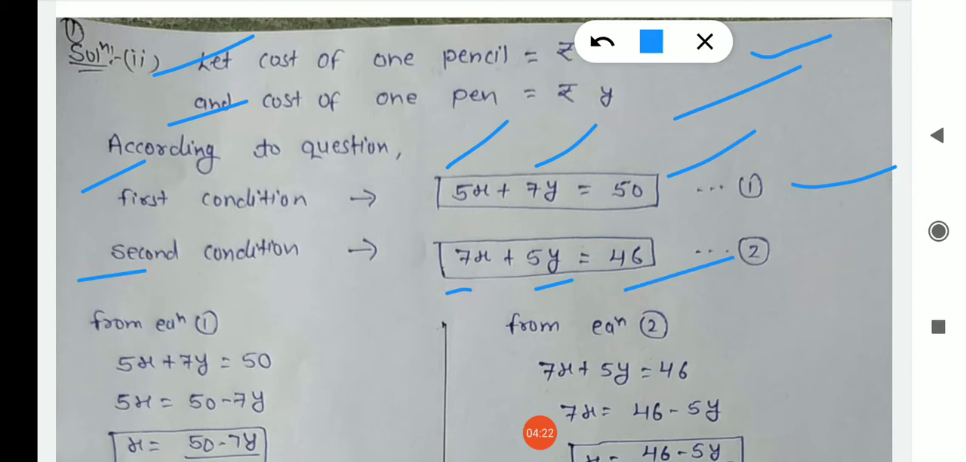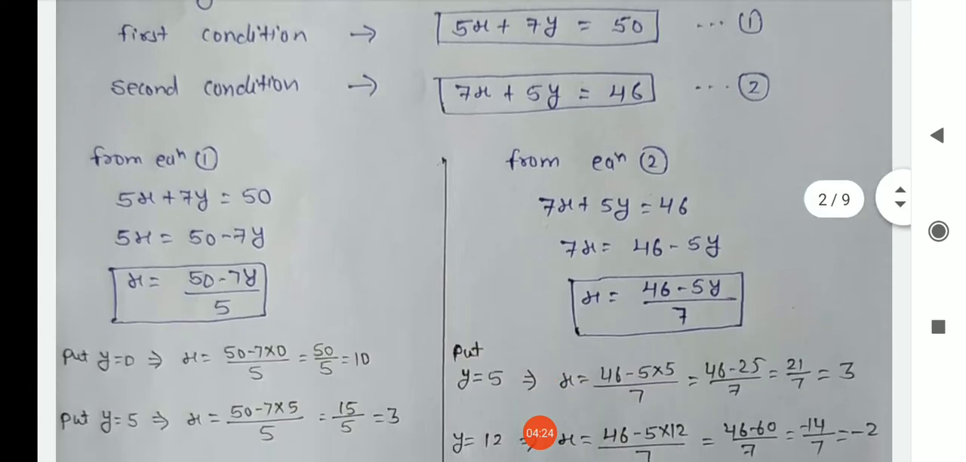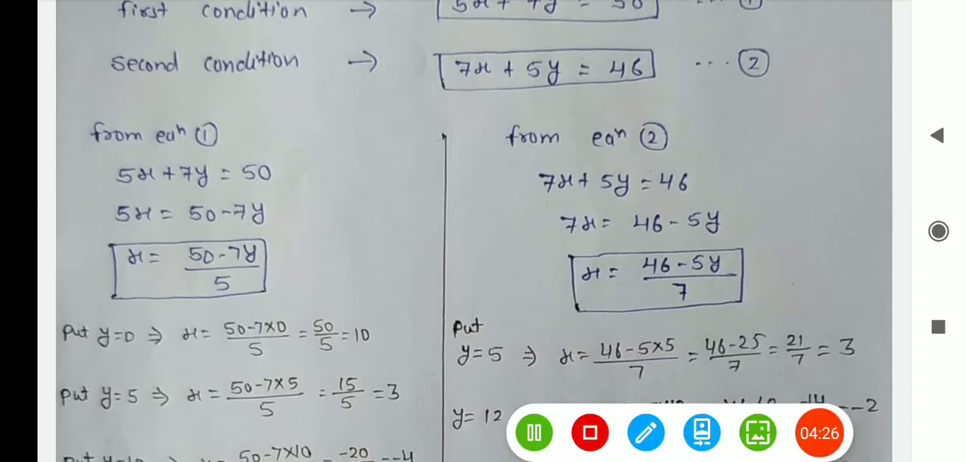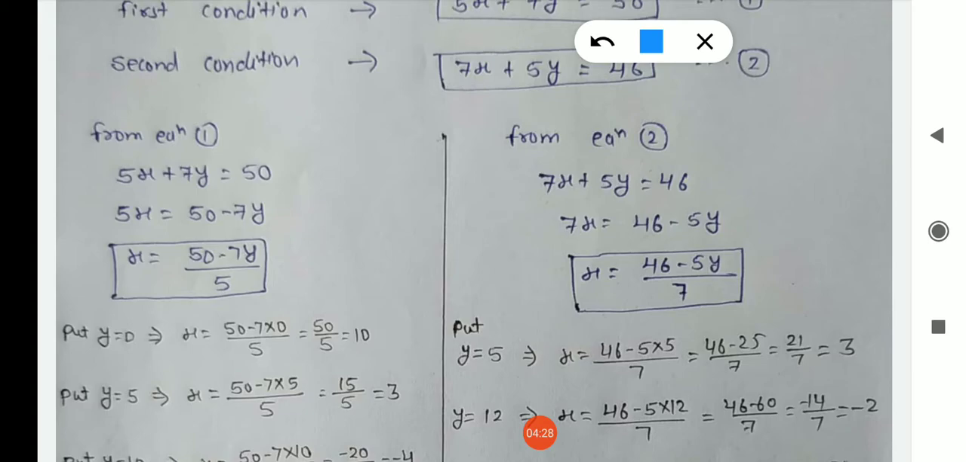So we solve similarly to the previous question. From the first equation, 5x plus 7y equals 50, so 5x equals 50 minus 7y. So x equals (50 minus 7y) upon 5. Here we put values of y, then we get values of x. First we put y equal 0. So we get x equal (50 minus 7 into 0) upon 5, which means 50 upon 5. So we get x equal 10. Now we put y equal 5.